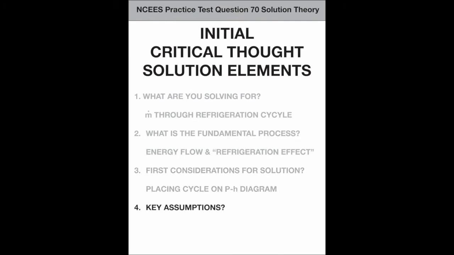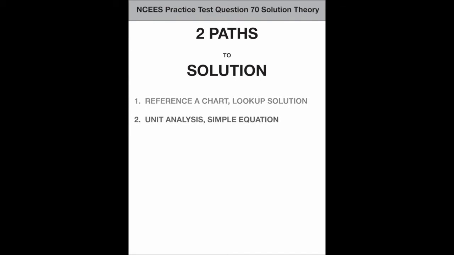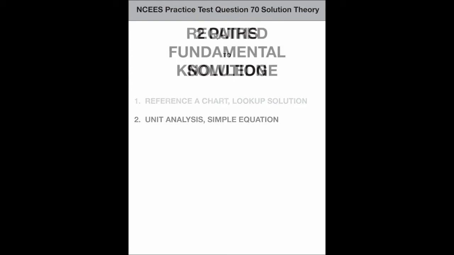4. Are there key assumptions? Ideal suction and discharge pipes, and ideal efficiency of the compressor. There are 2 equally legitimate paths to a solution for this problem. One path takes you through reference material to a chart, where the solution is looked up. The other takes you through unit analysis to a very simple equation. Both require some fundamental knowledge of the pH diagram, the mechanical refrigeration cycle, and finally, how the 2 fit together.